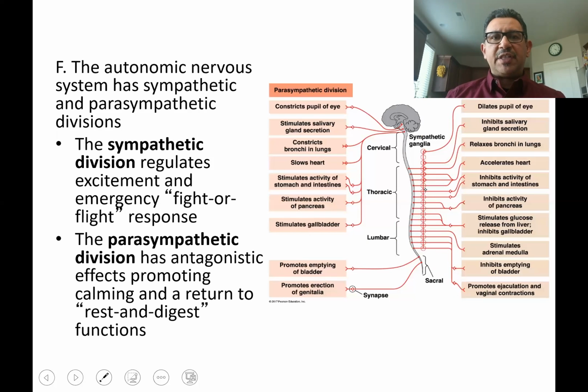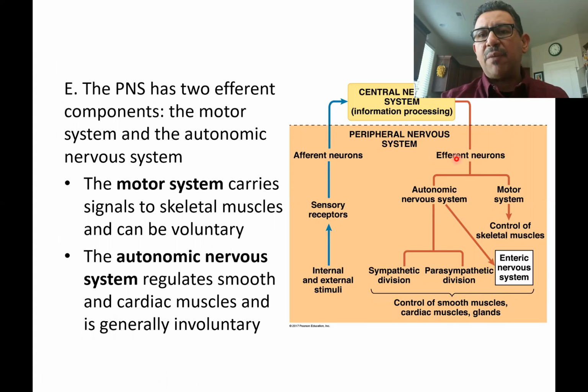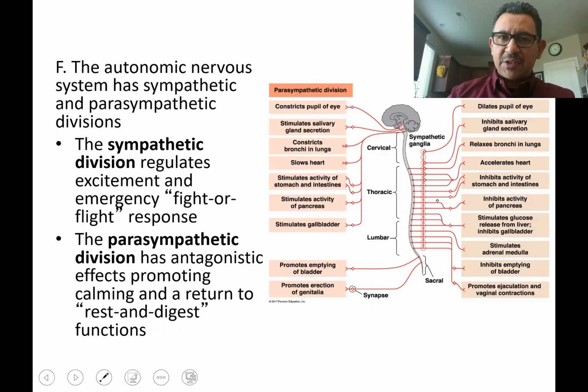This autonomic nervous system is also going to have two subdivisions. So if you follow the organization here, peripheral nervous system is going to have two efferent components, the autonomic nervous system and the motor system. Now we're focusing on the autonomic nervous system, and that has two subcomponents, which are known as the sympathetic division and the parasympathetic division. The sympathetic division is going to be nerves that are responsible for controlling your activities in a moment of emergency, when you find yourself in a dangerous situation.